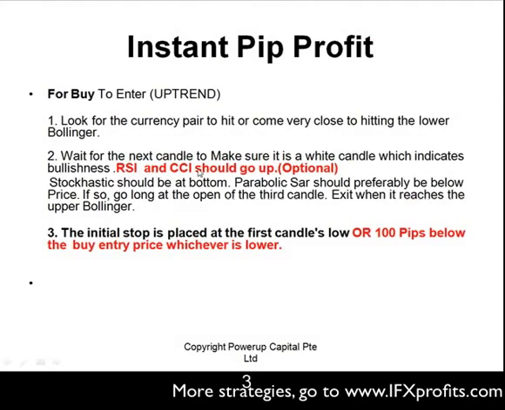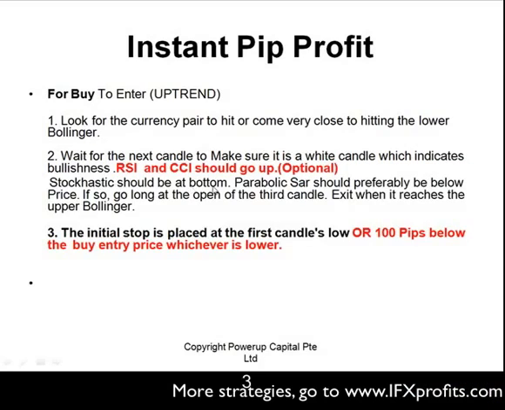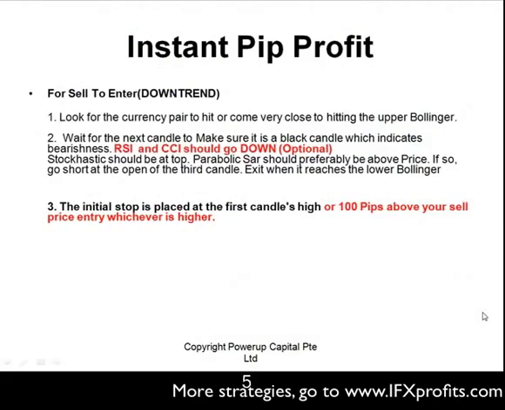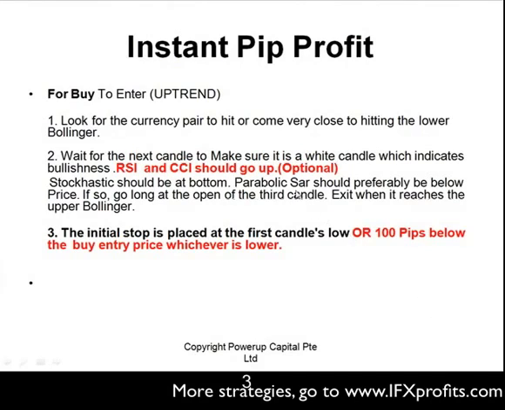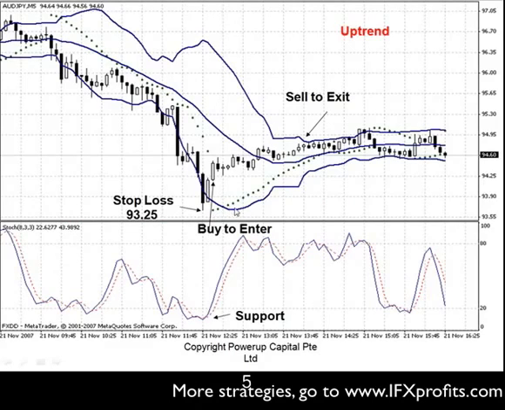Thereafter, you want to make sure RSI and CCI should go up, but this is optional. So I'll show you this example slightly later. Next, stochastics should be at bottom. This is the stochastics, and this should be at the bottom, which is at 20 levels. And parabolic SAR should preferably be below price. So if you look at the parabolic SAR, which is these dots, they should be below the price, and you can see it is below the price. This is the price, this is the parabolic SAR, so it's below the price.